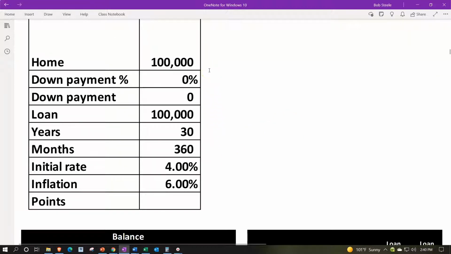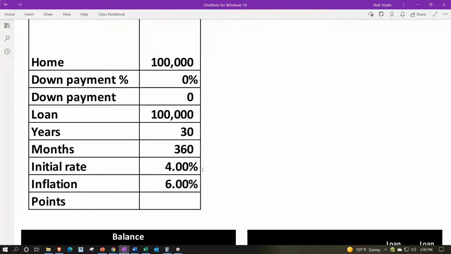We've got our home value at the 100. We're not going to put anything down because we just want to really focus on the loan here, which is the 100,000. We've got the years 30, 360 on the months, and then we have the initial rate at the 4%. Everything's the same so far. That rate's not going to change, but the lender's going to be taking some of the risk and putting it on the borrower. If we're the borrower, we're taking on the risk with this kind of inflation adjustment that we're going to be putting into place.